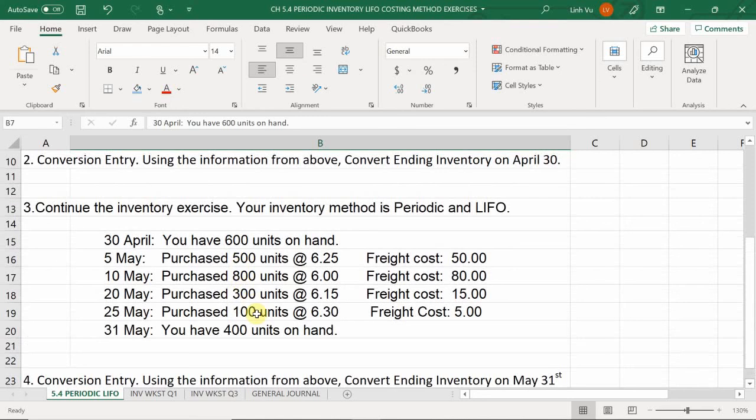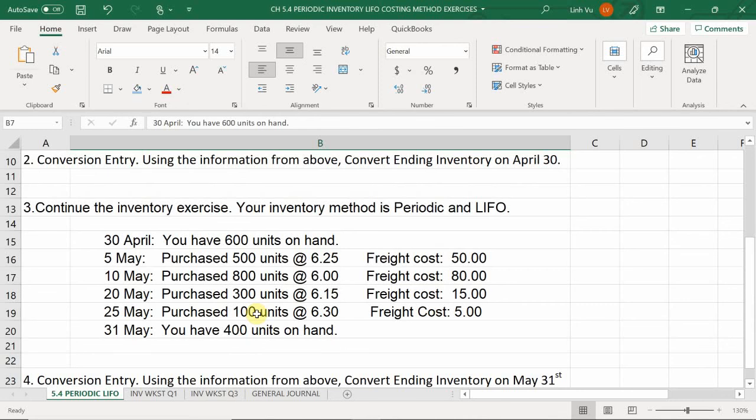All right. So let's go ahead and practice journalizing and completing the second part of this inventory worksheet, because in question number 3, it says to continue the inventory exercise. And again, the inventory method is going to be periodic, and it is LIFO.